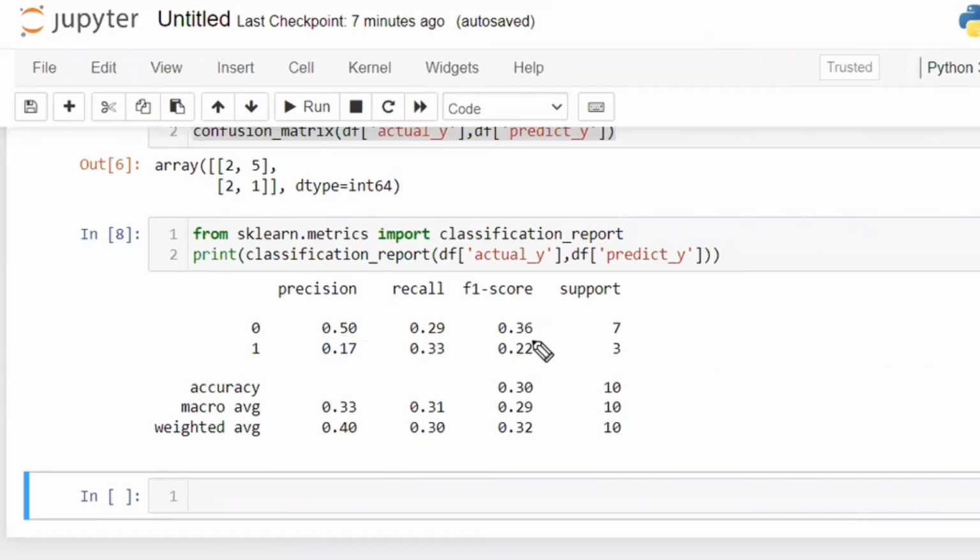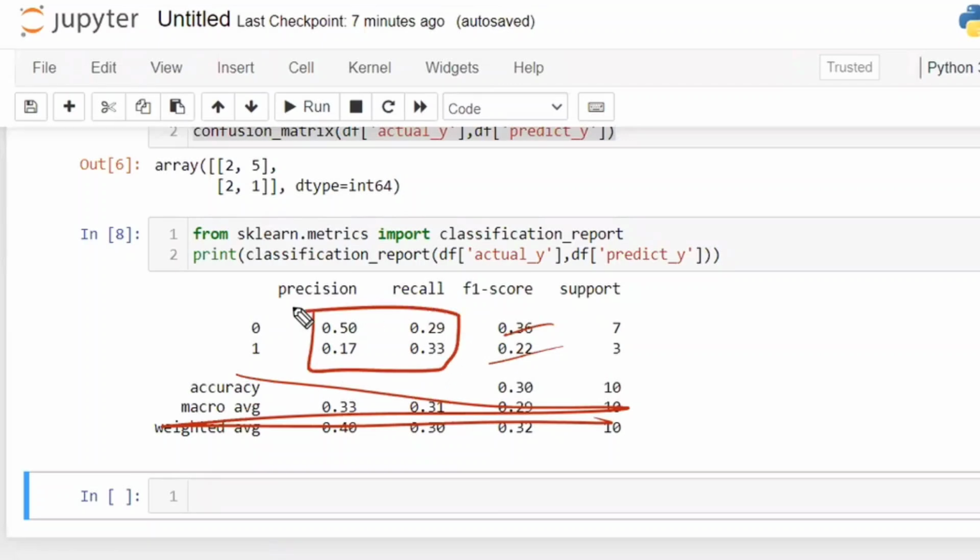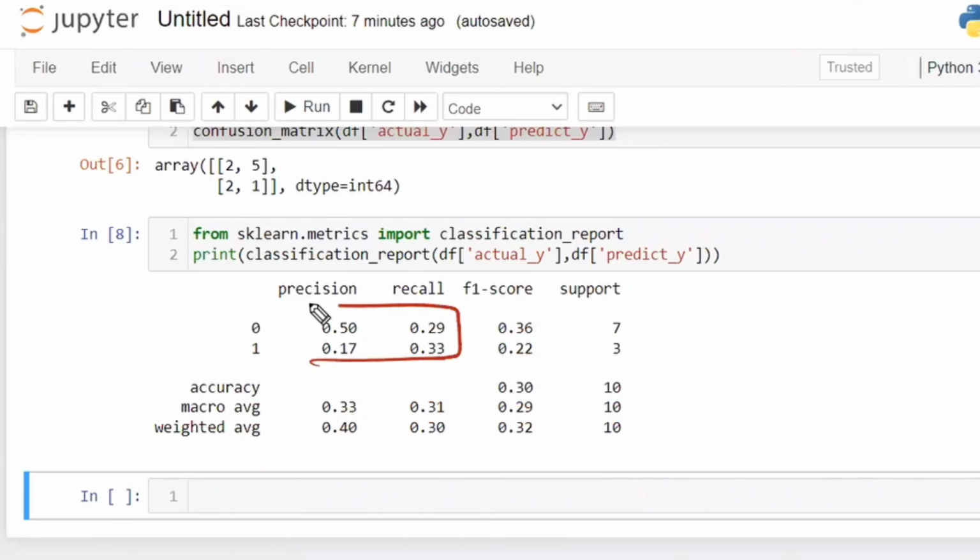Now, obviously, you will ask, what is this remaining, sir? Don't focus on the remaining part. Now, I have explained only this part for you, so just focus only on this part. Is this part clear or not? If you have any questions on this part, you can ask. Precision and recall, and everything is clear.